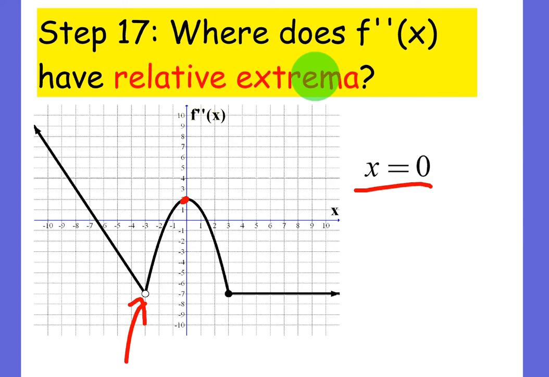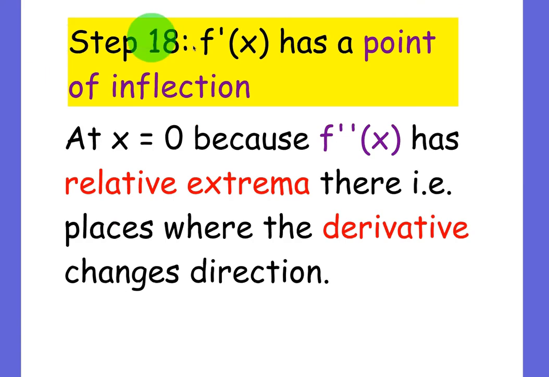So remember, wherever f prime of x has a relative extrema, f has an inflection point. So in the same way, where f double prime of x has a relative extrema, f prime of x will have an inflection point. So again, if you haven't seen the previous video going from f prime to f, make sure you watch that because it's exactly the same steps. Case 4 and case 5 are the same.